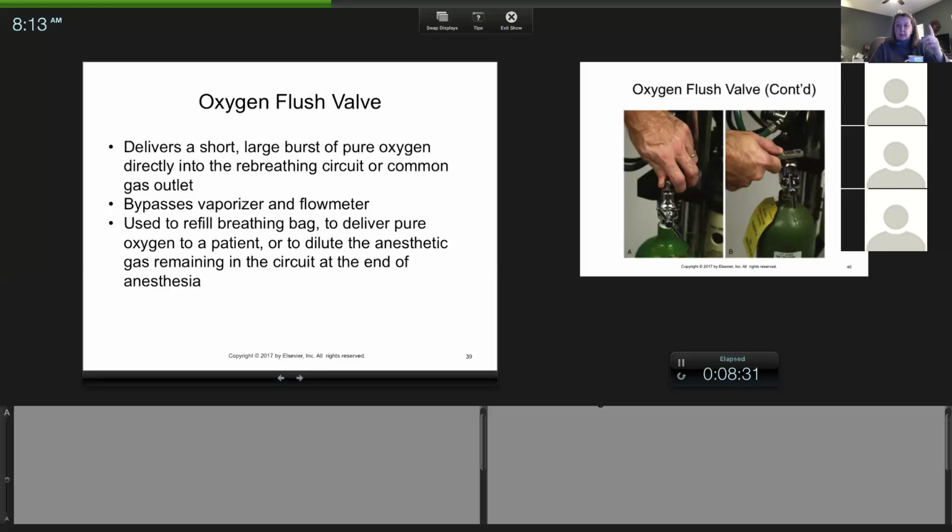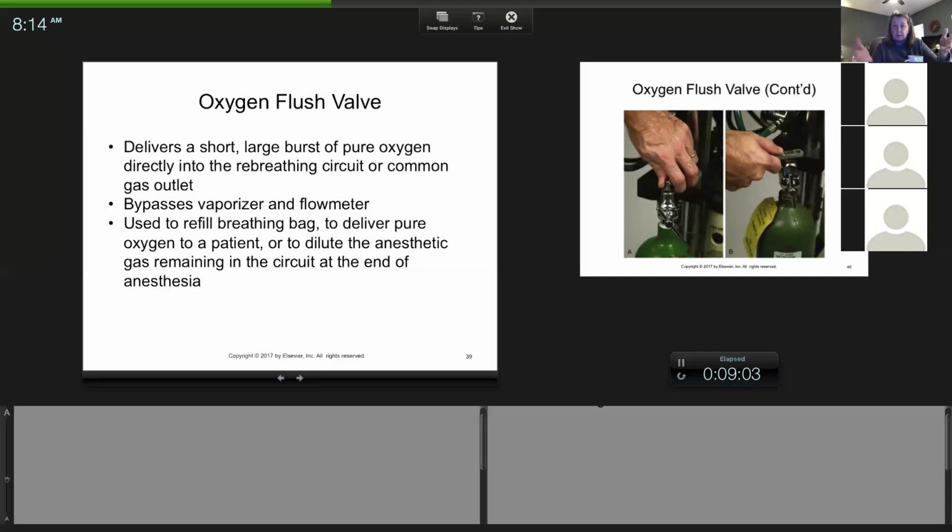But the problem is you are filling the bag with pure oxygen. And if you have a patient that's getting light, every time you hit that flush valve, you're diluting out your anesthetic. So if you're trying to make the patient deeper, you're actually doing the opposite. Every time you hit the flush valve, you're diluting anesthetic, and you're actually going to make them lighter. Even if you turn up the vaporizer and you hit the flush valve, the flush valve goes around the vaporizer. So you just keep delivering pure oxygen.